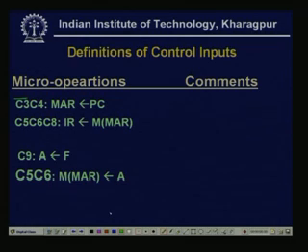If it is C3 C4, then it will be buffered to MAR. This will not be a PC, this is a buffer to MAR, and the control will be C3 C4.